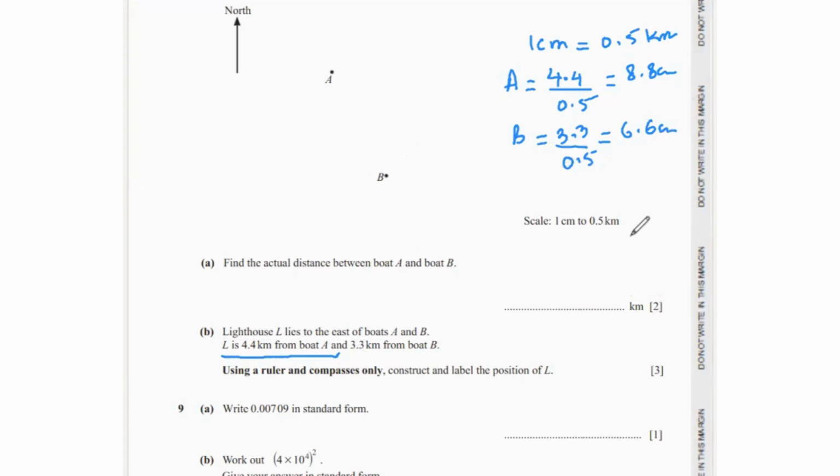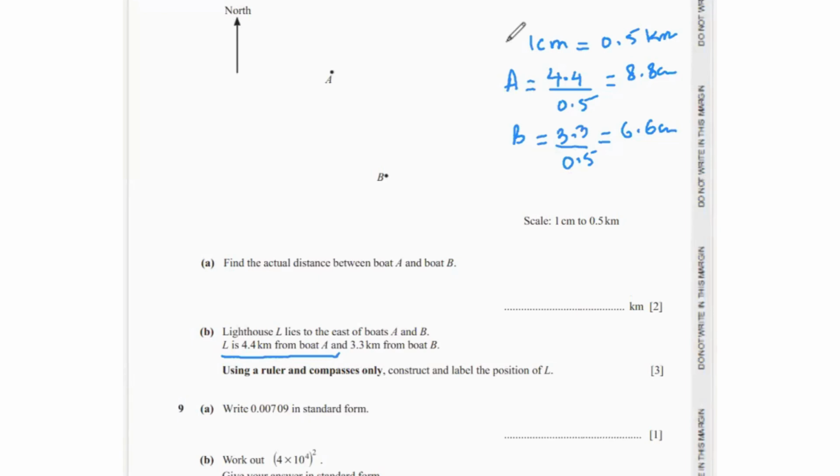So now you will take your compass. You will first open the compass to 8.8 centimeters. You will put it at point A, and then you will draw an arc with the compass being 8.8 centimeters long. You will make an arc from point A towards the right-hand side because the lighthouse is on the right-hand side. That will mark the position of the lighthouse from point A.